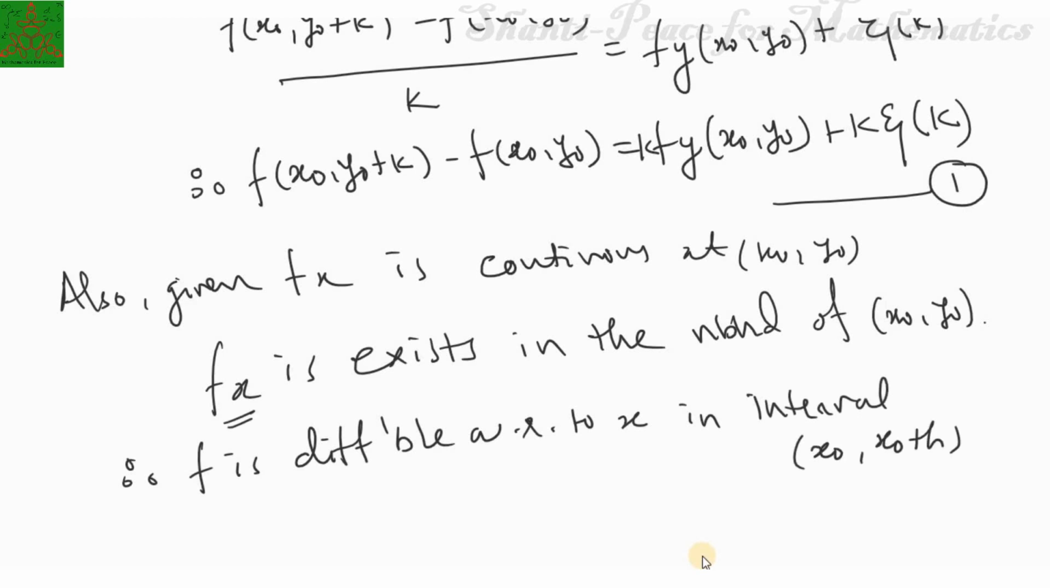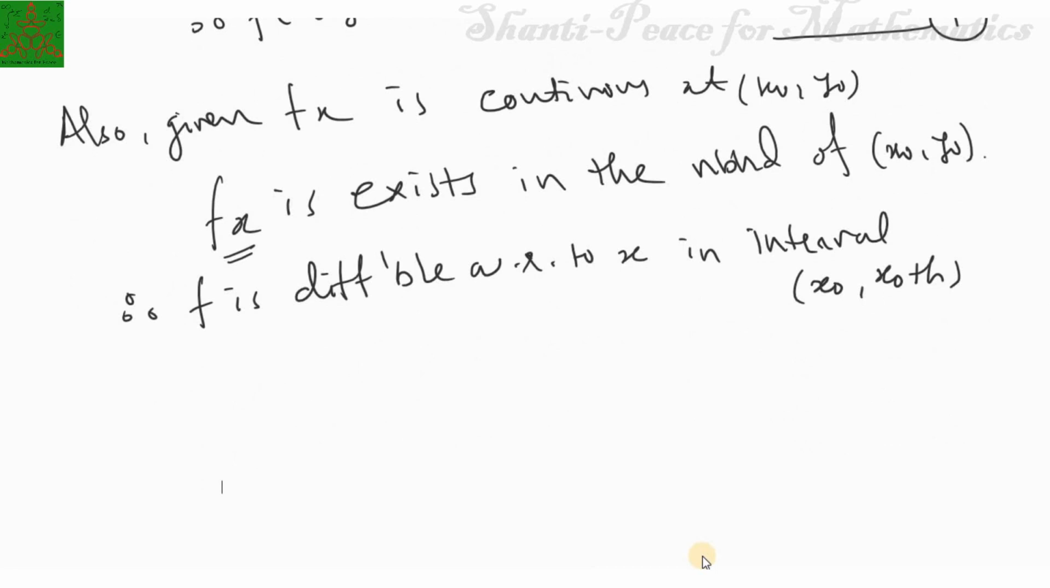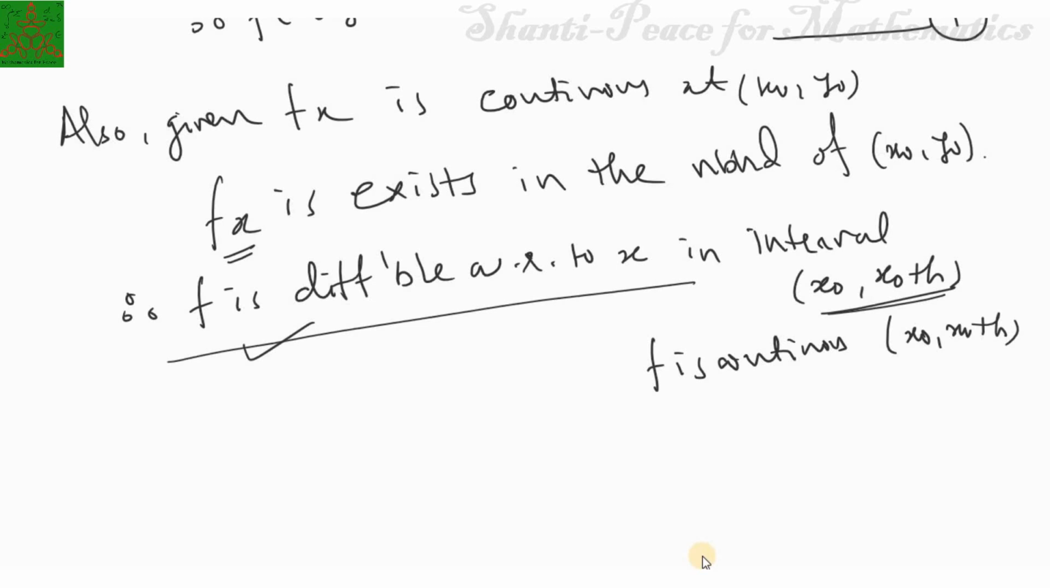So what is this? It is actually fx. fx is nothing but the partial derivative of f with respect to x. So that means if the partial derivative exists, f is differentiable with respect to x, keeping y constant. So that we can state. So what is this statement now? f is continuous in this neighborhood, f is differentiable in this neighborhood x0 to x0 plus h, and these two statements satisfy the hypothesis for the Lagrange mean value theorem.